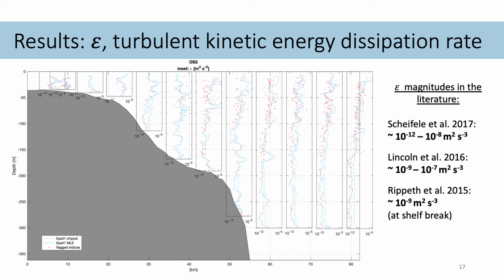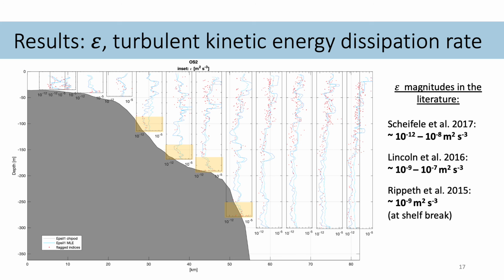Something interesting here is that we think we see elevated turbulence near the bottom. So for instance, at these locations, there are slight increases. This is what we expected, since the shelf break is a known location for turbulence generation, because of internal wave breaking, as I mentioned earlier.